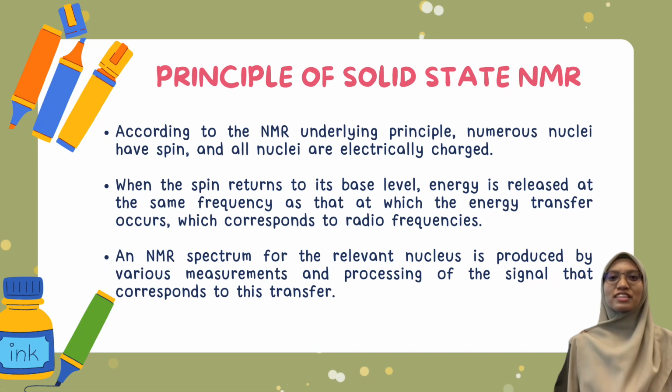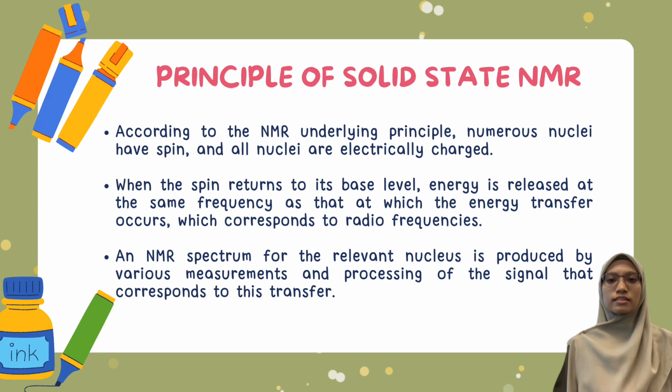The principle of solid-state NMR is that many nuclei have spin and all nuclei are electrically charged. Because of this, if an external magnetic field is applied, an energy transfer is possible between the base energy and a higher energy level, generally a single energy gap. The energy transfer takes place at a wavelength that corresponds to radio frequencies, and when the spin returns to its base level, energy is emitted at the same frequency. The signal that matches this transfer is measured in many ways and processed in order to yield an NMR spectrum for the nucleus.